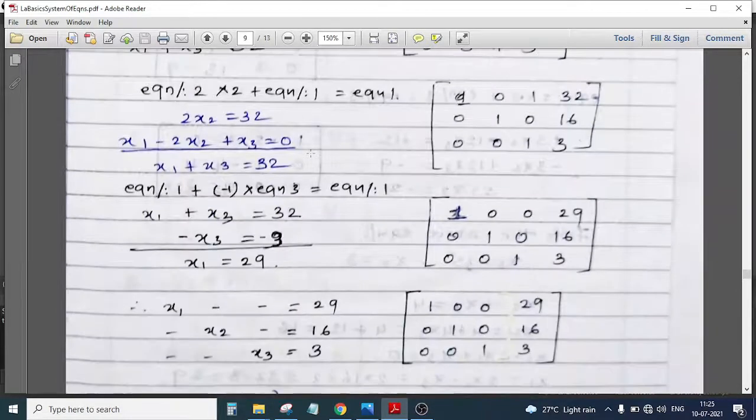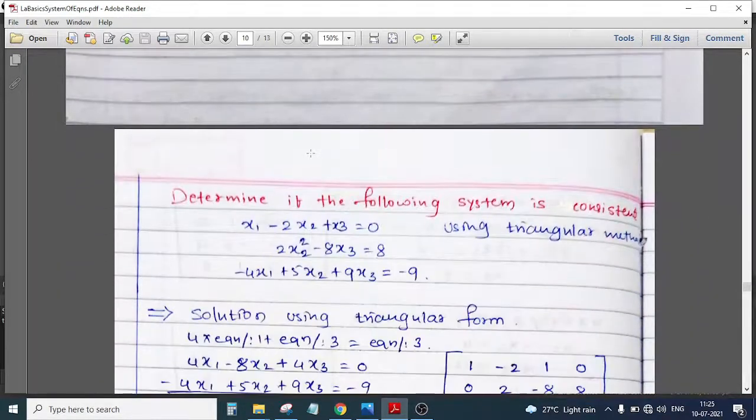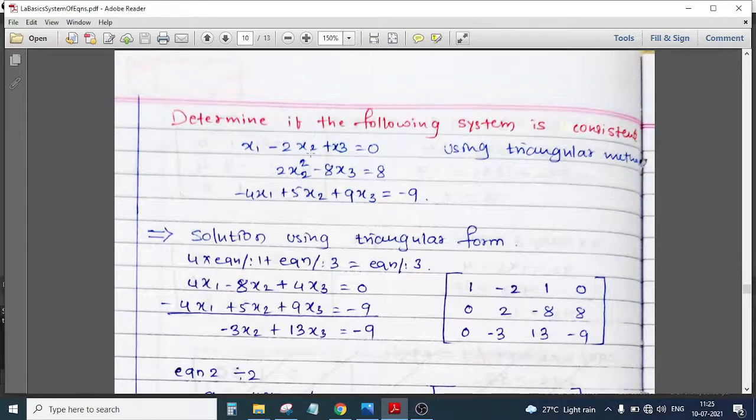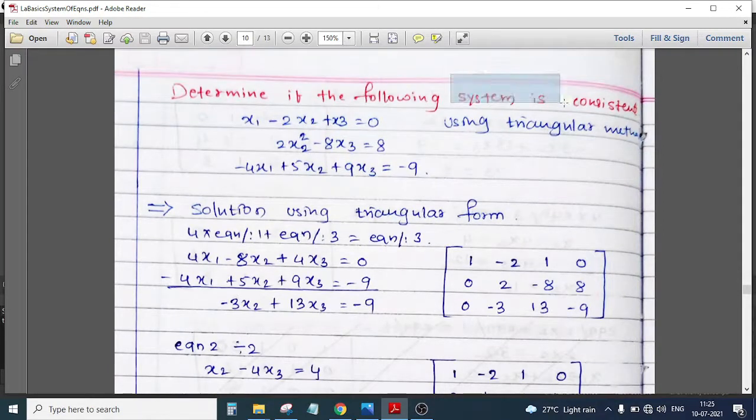Today we will try to understand the next important procedure, that is how to solve a system of equations using the triangular method. See here friends, this is a new type of method which we will touch upon today. So what actually is this triangular method?